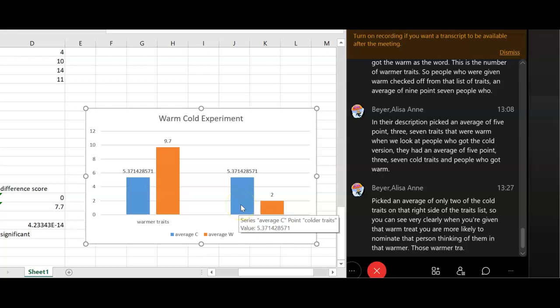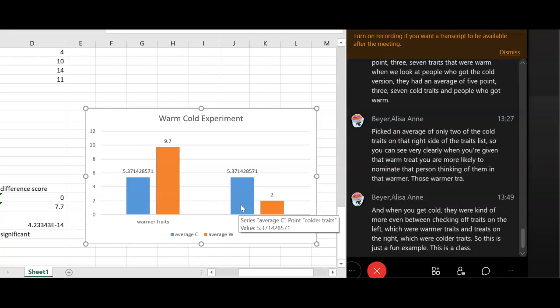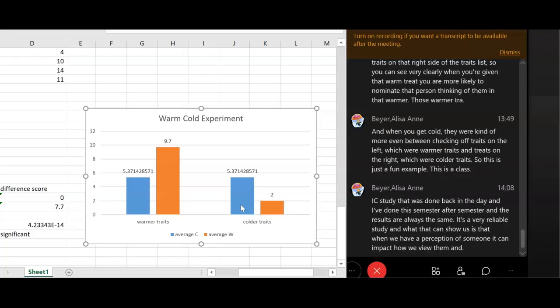So this is just a fun example. This is a classic study that was done back in the day, and I've done this semester after semester, and the results are always the same. It's a very reliable study. And what that can show us is that when we have a perception of someone, it can impact how we view them. And we'll talk more about that idea of perception in a couple weeks.